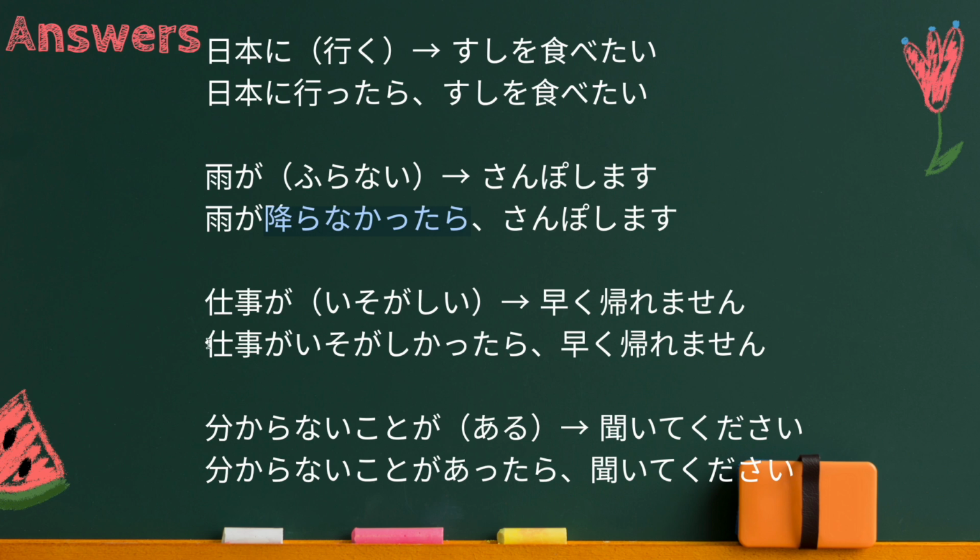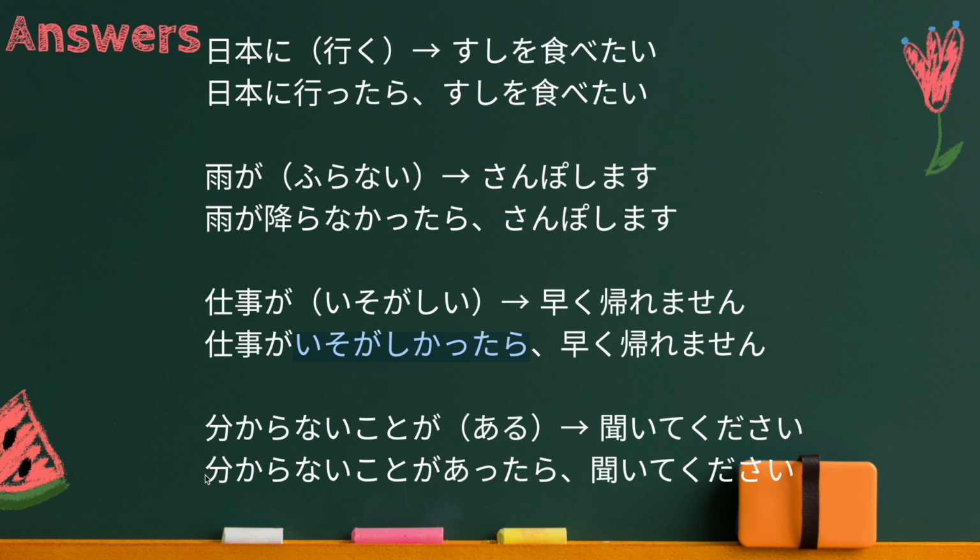Next one. 仕事が忙しかったら早く帰れません。If the work is busy, I cannot go home early. 忙しかった. This is past plain form. So use this plain form and then add ra. Together it means if the work is busy.